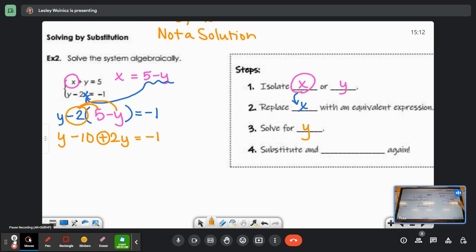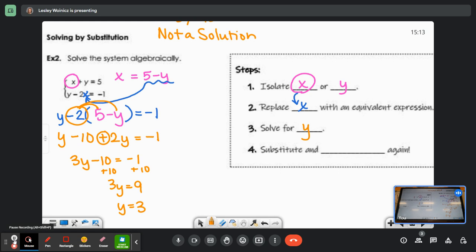Now I have a y and a 2y. Combine like terms, and I have 3y minus 10 equals negative 1. Add over my 10, and I get 3y is 9. Last step, do it in your head. Divide by 3. y equals 3. Correct. Okay, we found y, but remember, in Unit 8, we're solving for points.